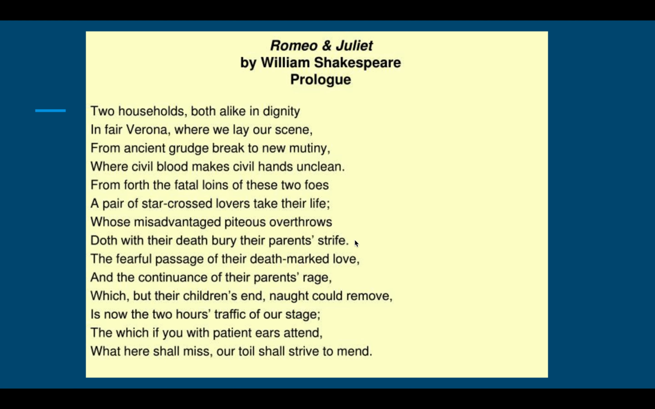So we find out that they die, and in their death, the 2 families' feud goes away, buries their parents' strife. The fearful passage of their death-marked love, death-marked, another reference to fate there, and the continuance of their parents' rage, which but their children's end naught could remove. Basically, this is saying the only way for this feud between these two families to end is the death of their children. So we learned a lot there.